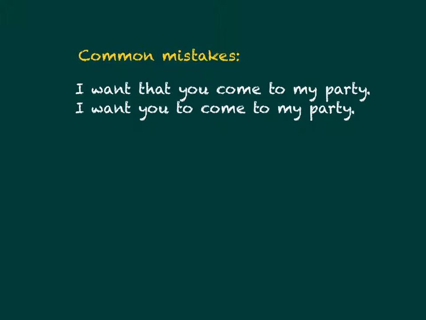We have two statements of the same meaning in Chinese. 我想你來我的舞會. How should we say correctly in English? I want that you come to my party. Or, I want you to come to my party. To the trained ear, the obvious answer is the second one. I want you to come to my party.